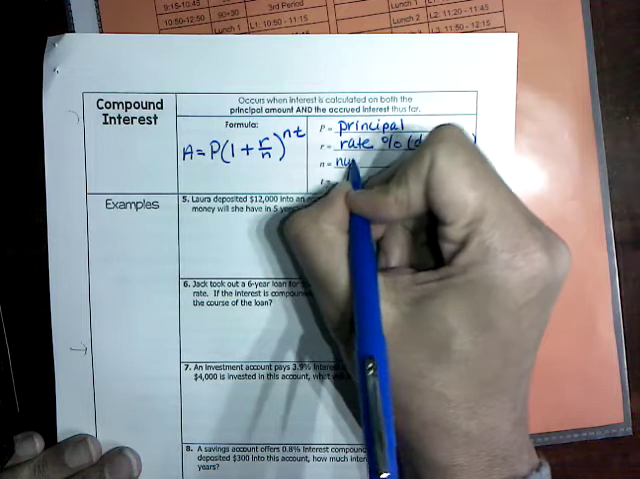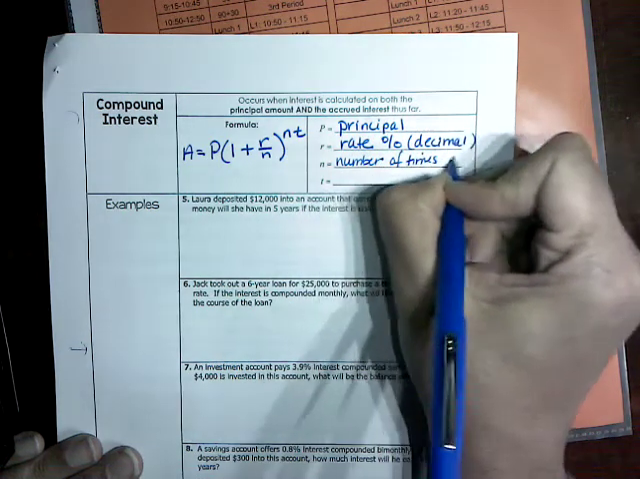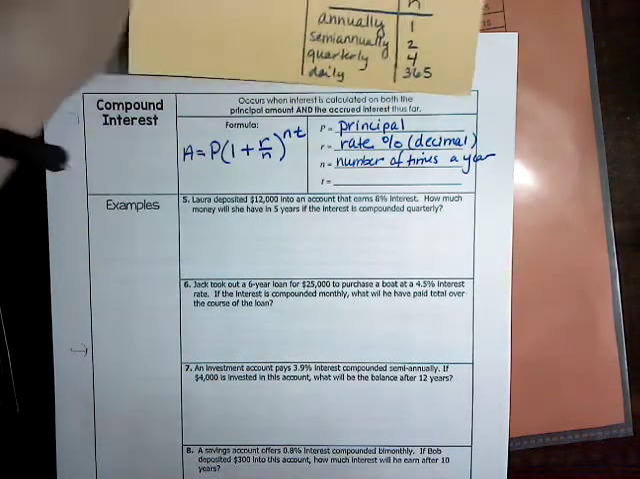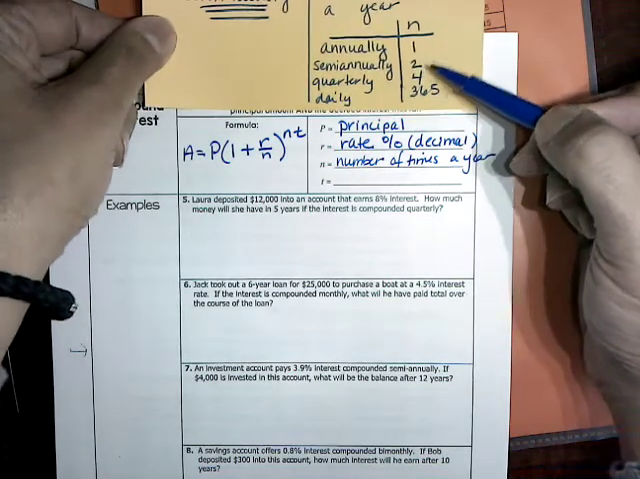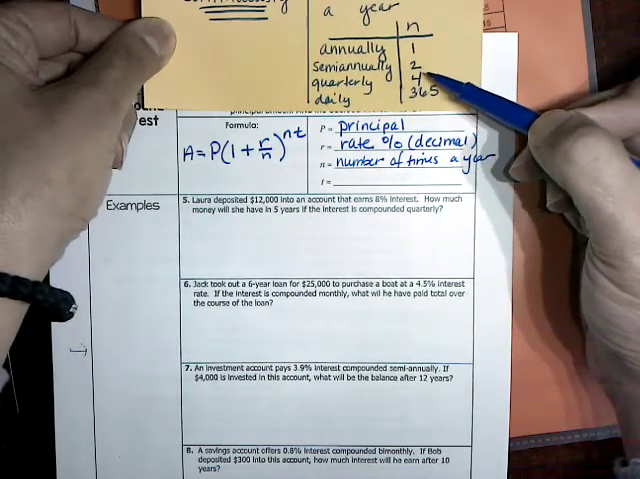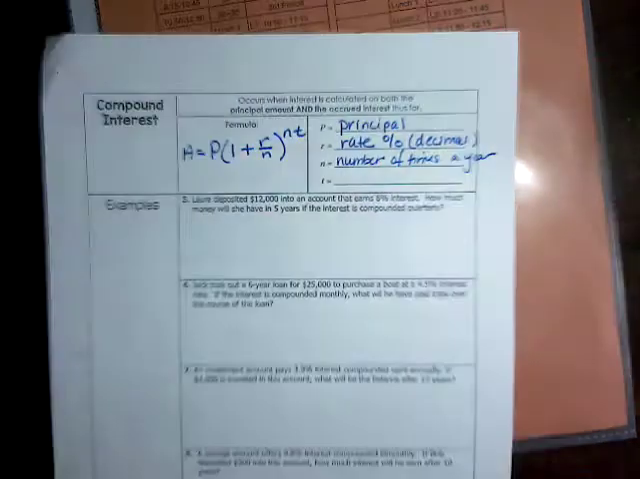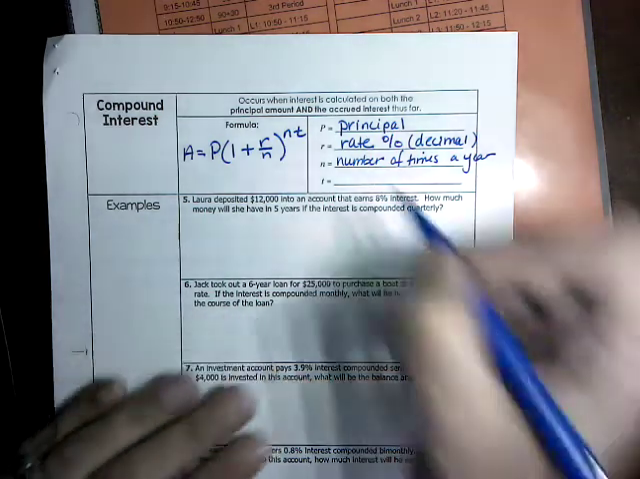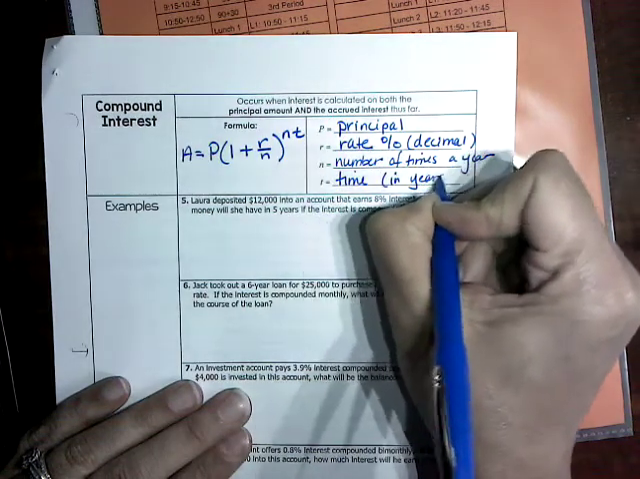N is the number of times a year it's compounded. So if it's annually, N would be 1; semi-annually, N is 2; quarterly, that would be 4; daily, 365. Those are your N. In your word problem, it'll tell you if it's compounded quarterly or annually, and that's what your N is. And T is always time in years.